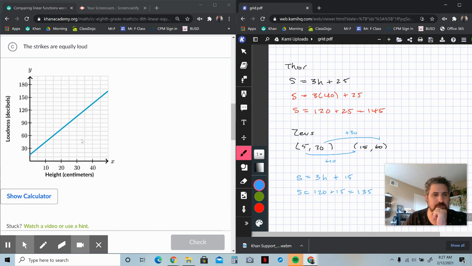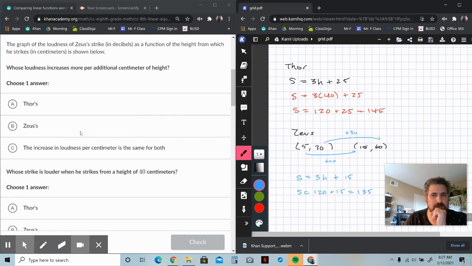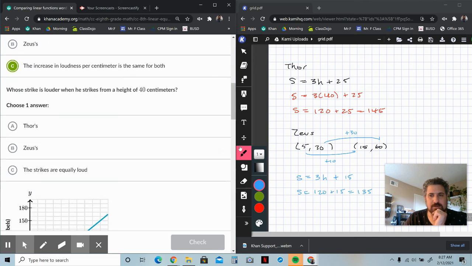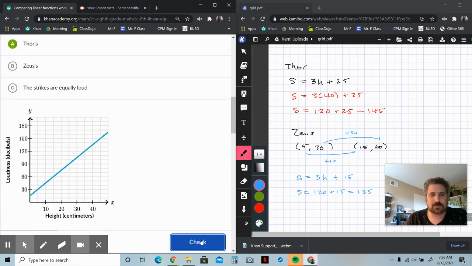All right, so let's go back and answer the questions here. It says, whose loudness increases more per additional centimeter of height? That's going to be a tie, because their slopes are the same. And then it says, whose strike is louder when he strikes from a height of 40 centimeters? The person who's louder is going to be Thor, because he starts at a higher base value than Zeus. So that's how you do it.